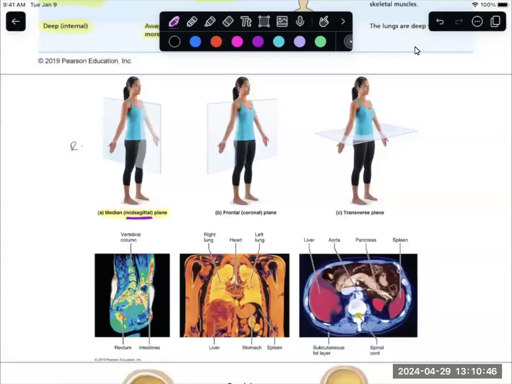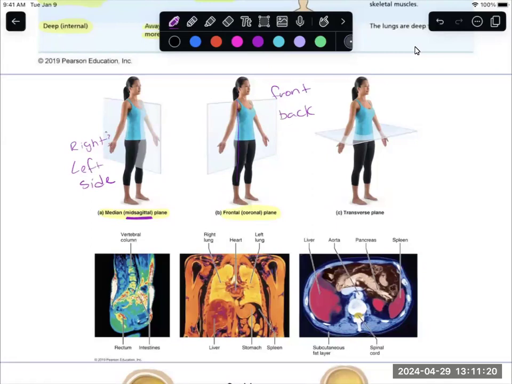So this one you have a right and left side. Frontal or coronal plane. Frontal kind of gives you a hint that you're going to have a front and a back. So we're cutting you in the middle to give you that front and that back side.